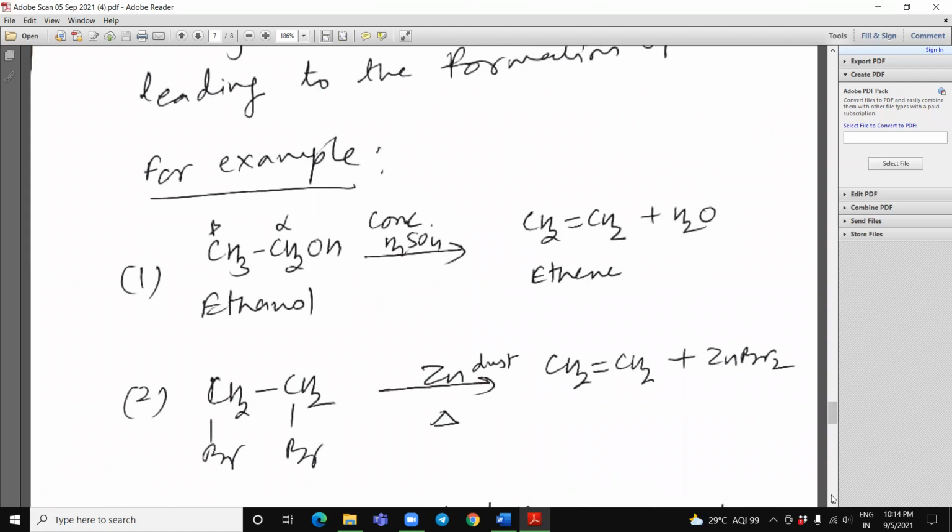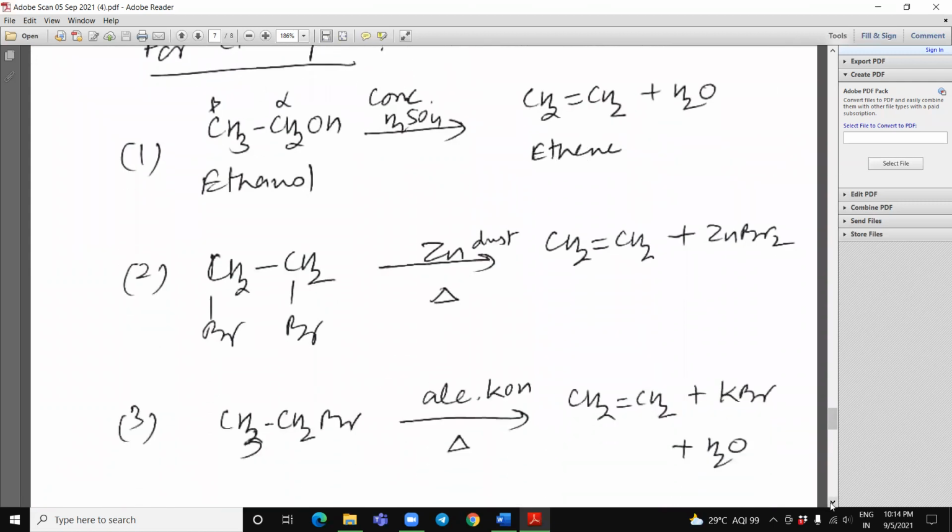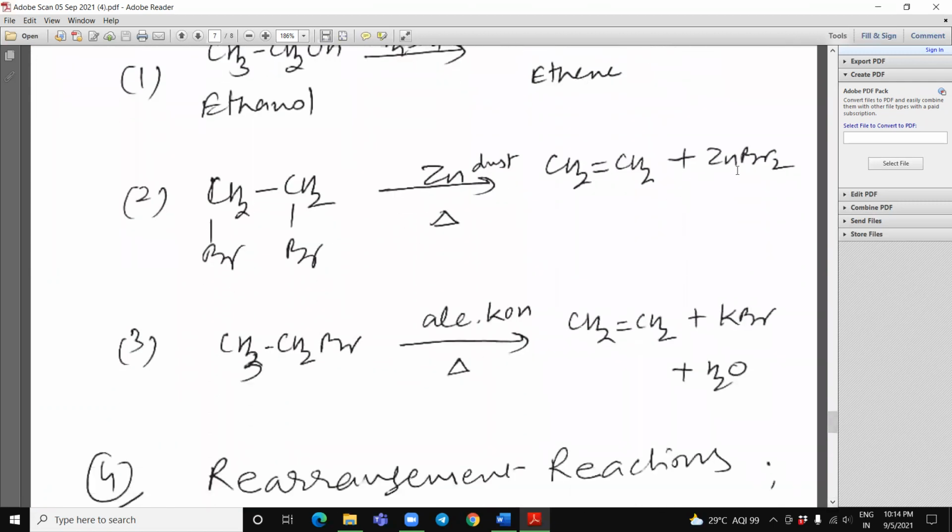Dibromoethane, in presence of zinc dust, will form ethene plus zinc bromide. Here, in presence of alcoholic KOH, dehydrohalogenation will occur, and it will give ethene.